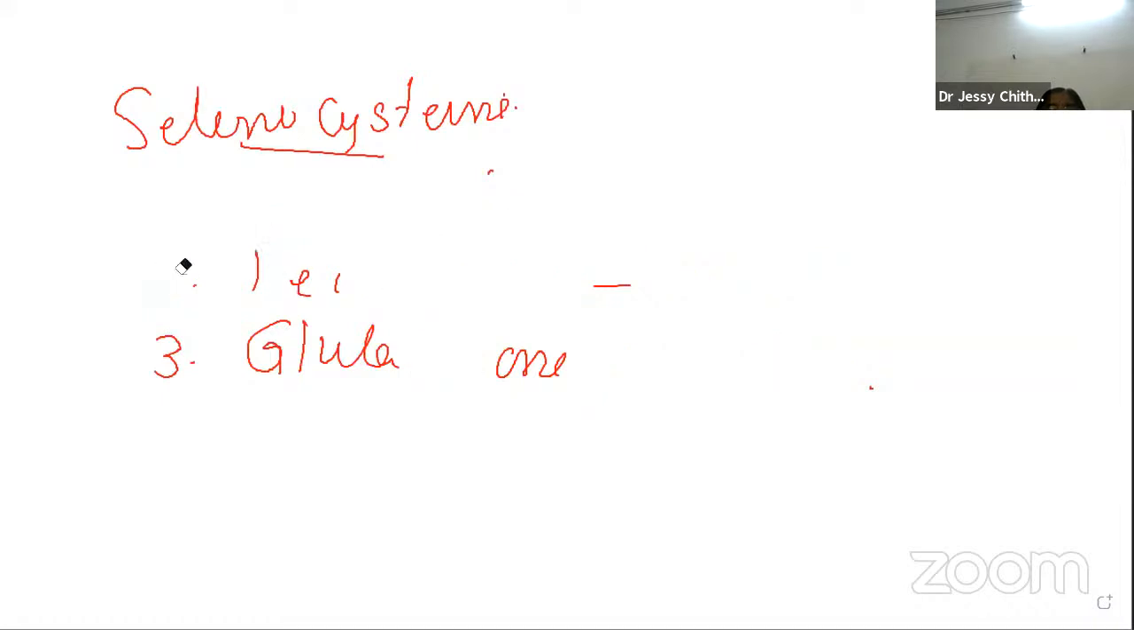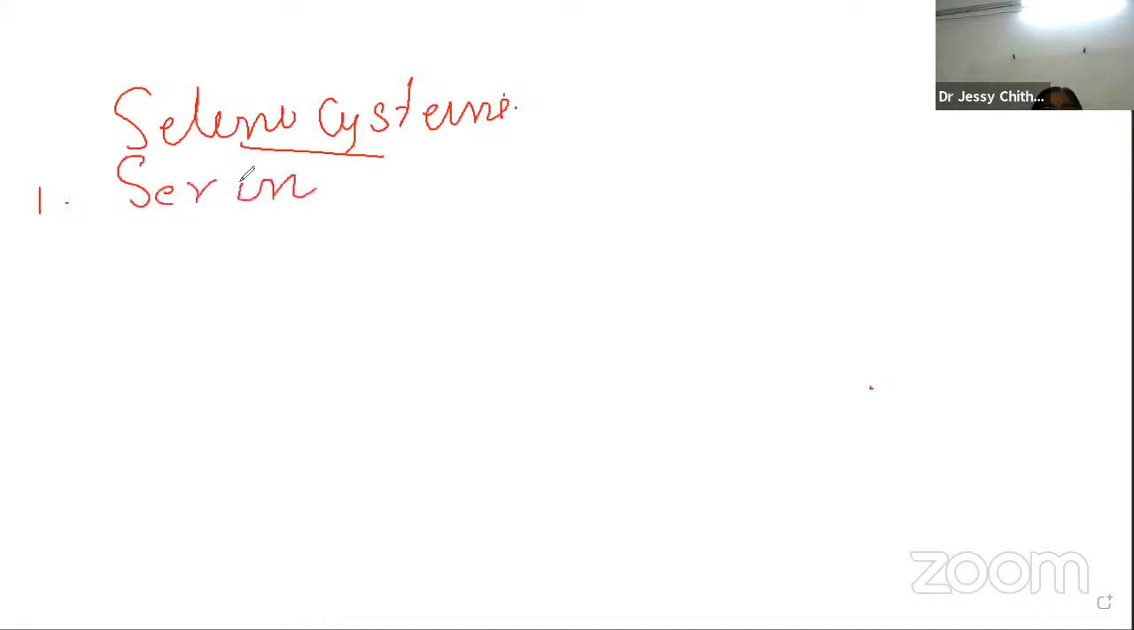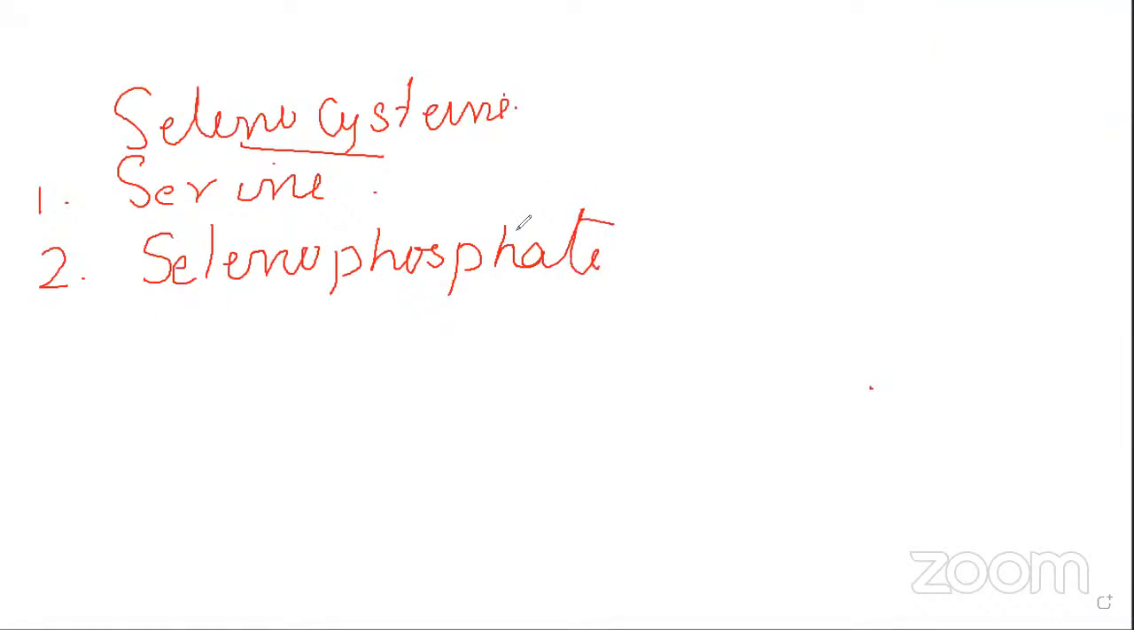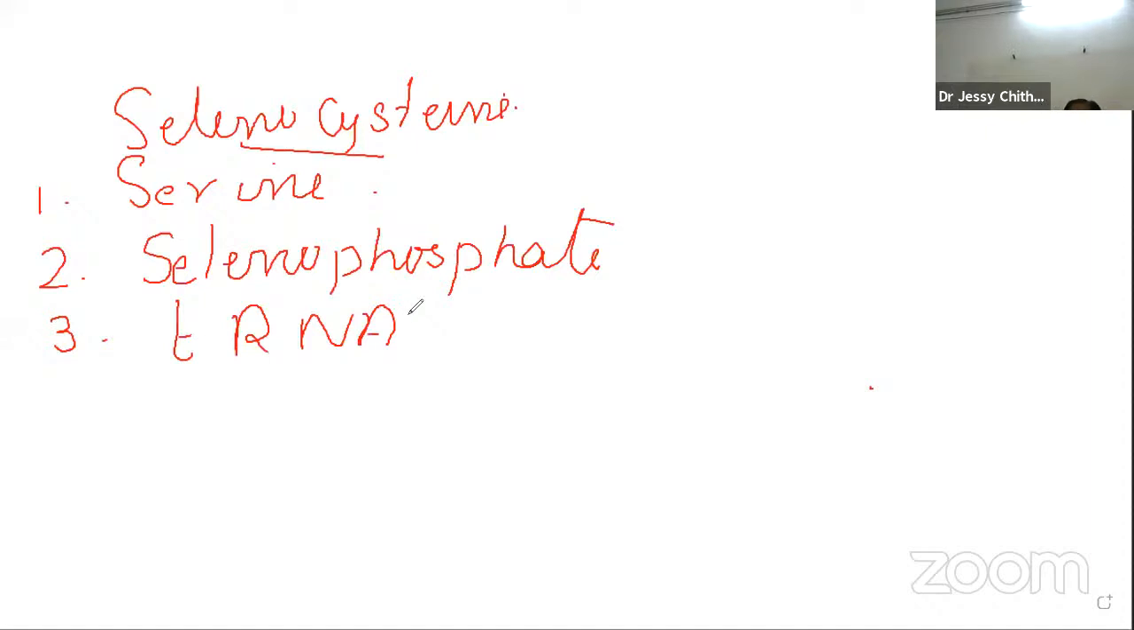The carbon skeleton of selenocysteine is derived from serine. Understand? The selenium is provided by selenophosphate, which is synthesized from a molecule of ATP and selenate. And a specific tRNA is needed for the synthesis of selenocysteine. So for the synthesis of selenocysteine, serine, selenophosphate, and a specific tRNA are needed. Serine contributes the carbon skeleton, selenophosphate provides the selenium, and tRNA will carry the amino acid.